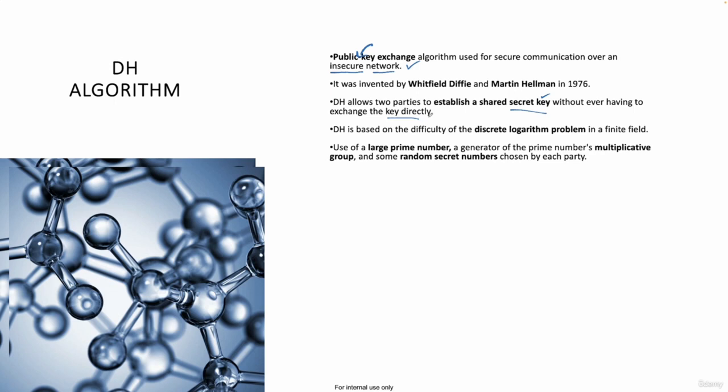So in advanced mathematics, multiplicative group refers to one of the following concepts: a group under multiplication of invertible elements of a field or a ring. And remember, in the Diffie-Hellman algorithm, we are always talking about large prime numbers, right? So there is a usage of large prime numbers, and there is a generator of the prime number's multiplicative group, and random secret numbers are chosen by each party.